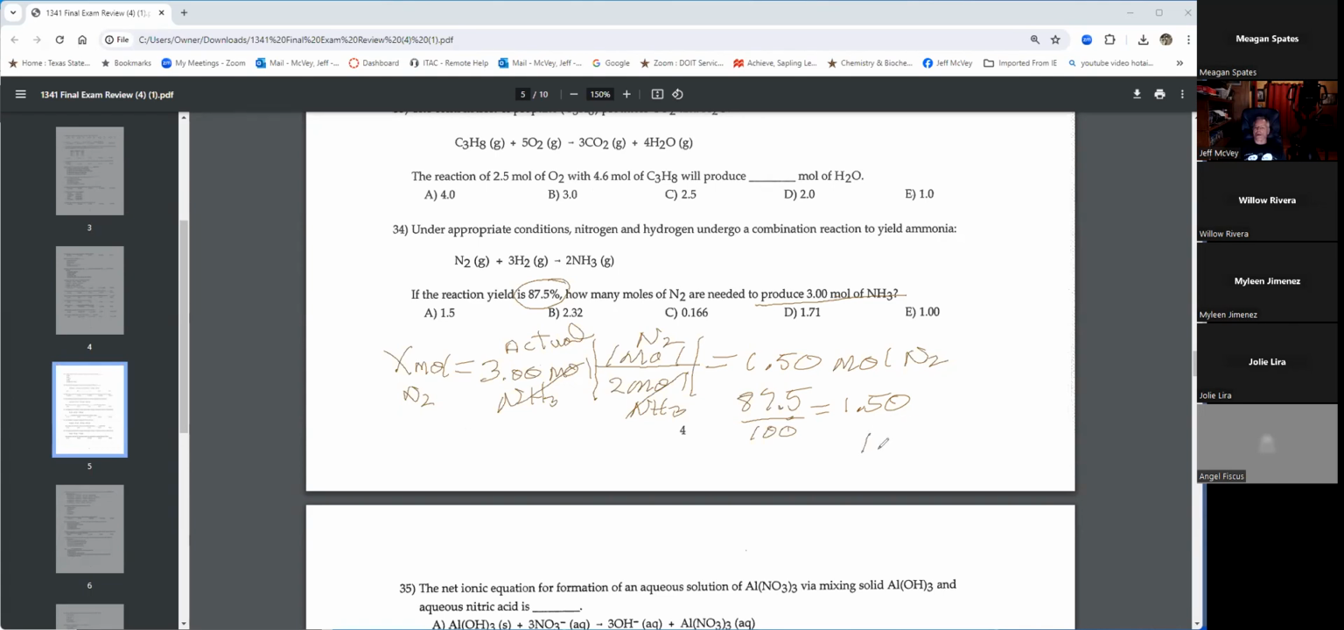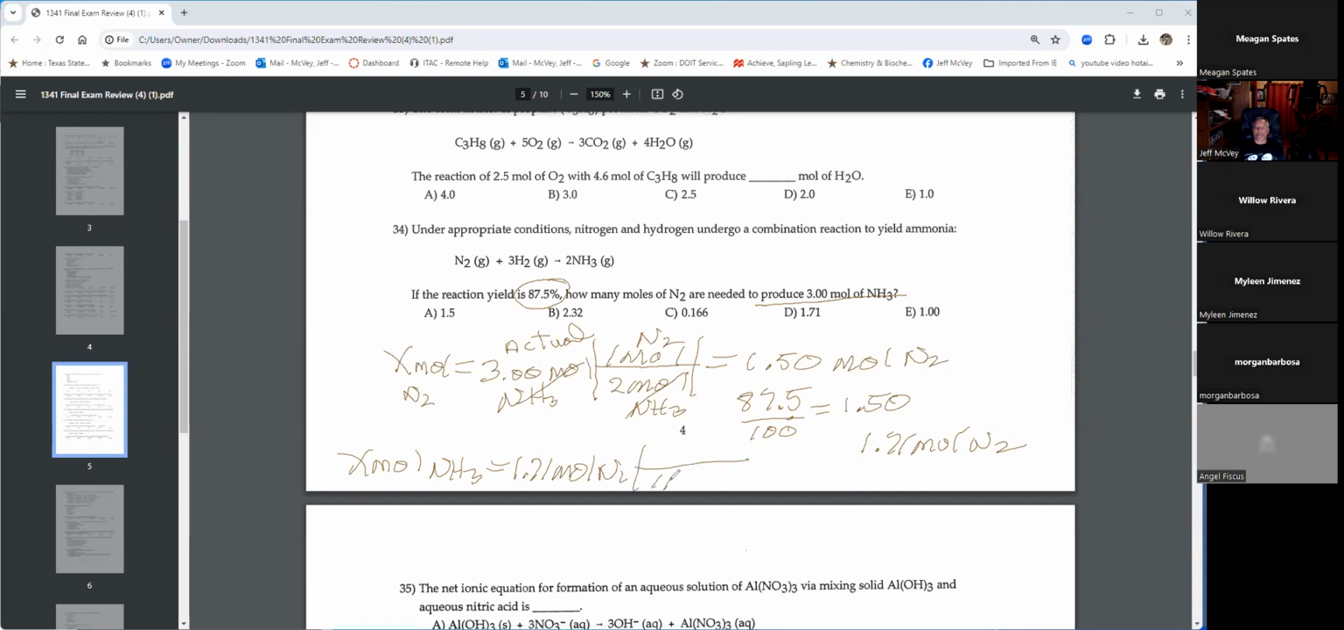So 1.71 moles of N2. We can check that out. Is my screen frozen for everybody or just one person? No, you're good. You're fine. Okay, I got 1.71 moles of N2.